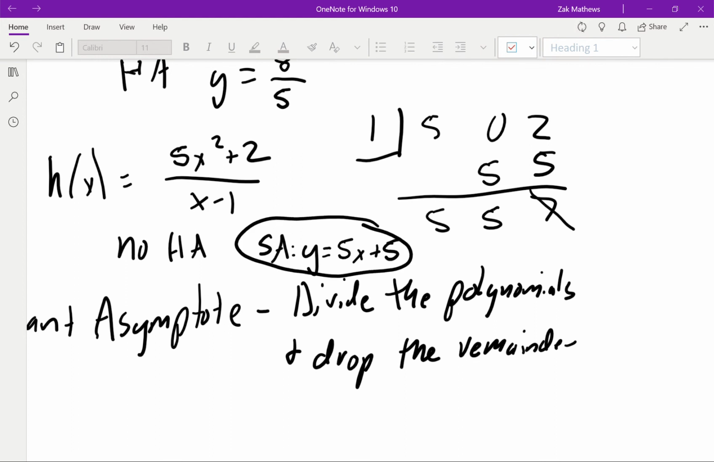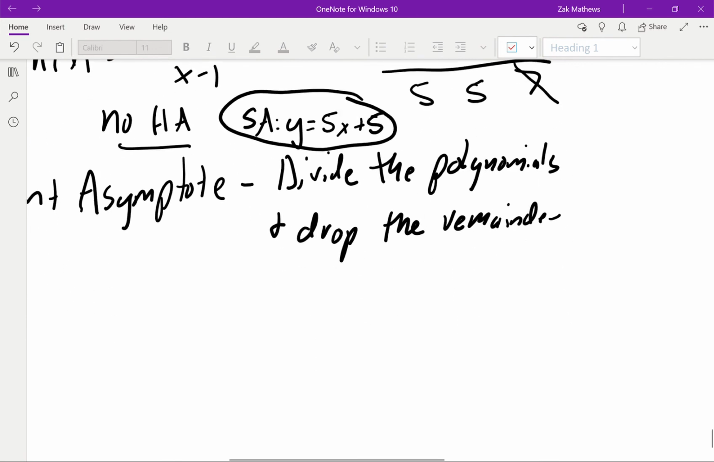And so no horizontal asymptote, but there is one slant asymptote. There will only ever be one horizontal or one slant asymptote. We will not have both. So we will only have one or the other. We will not have more than one. Vertical asymptotes and holes we can have any number of based on that degree of the denominator. Horizontals and slants, only the one.